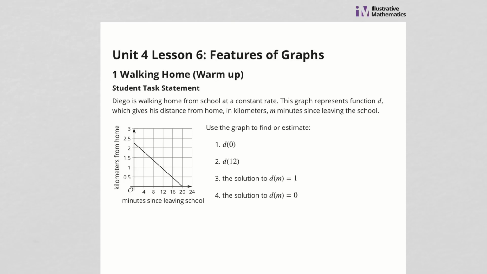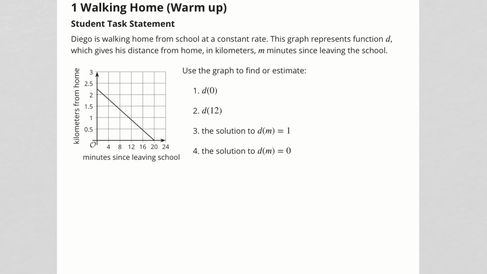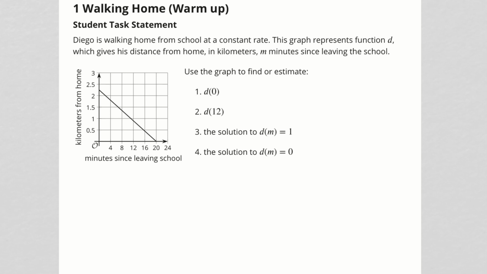All right, so this is going to be Unit 4, Lesson 6, features of graphs. 6.1 is walking home. This is supposed to be like your warm-up. We have Diego walking home from school at a constant rate. This graph represents function D, which gives his distance from home in kilometers in minutes since leaving the school. So we're going to use this graph to find or estimate.